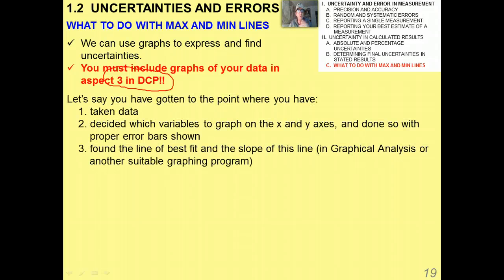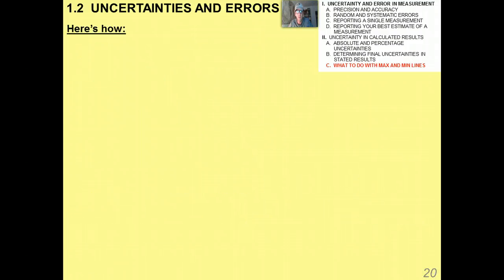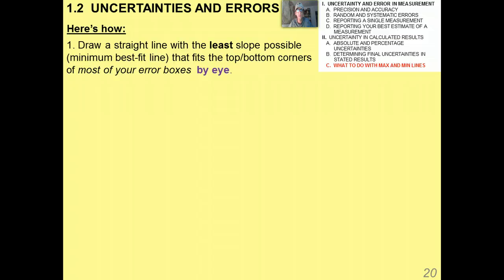Let's say you've gotten to the point where you've taken data, decided which variables to graph on the x and y axes. You've done so with the proper error bars, and you found the line of best fit and the slope of this line. Usually you'd use Graphical Analysis or Logger Pro or something like that. Therefore, you found a value of the slope that corresponds to some physical quantity. You must now use the max and min best fit lines to determine your final uncertainty and your stated value of the slope of your best fit line. Now, we've done it before, that's why I'm going fast.